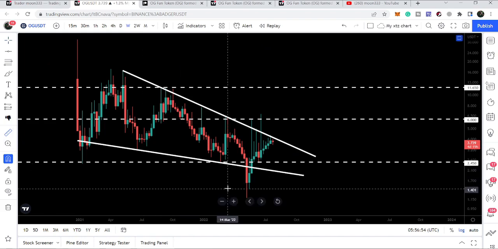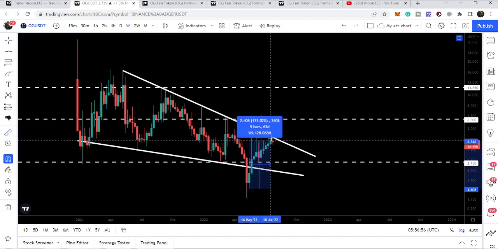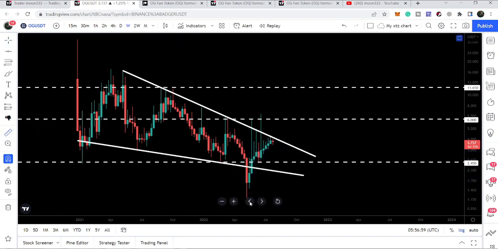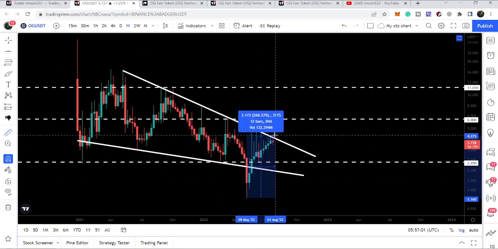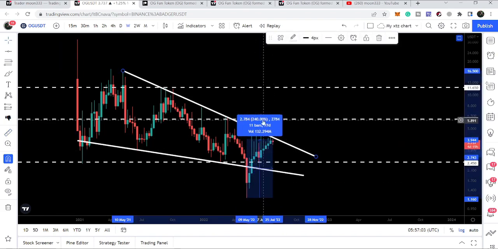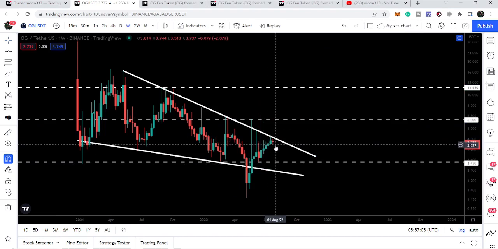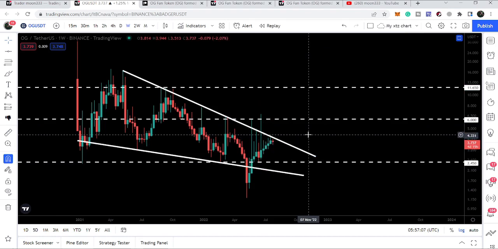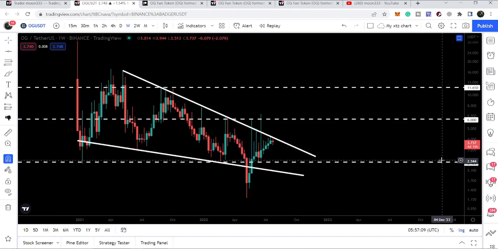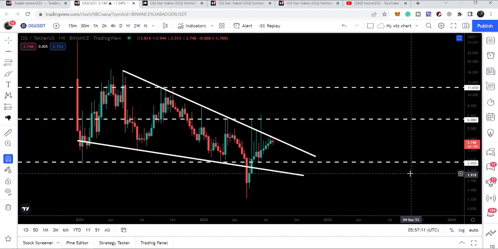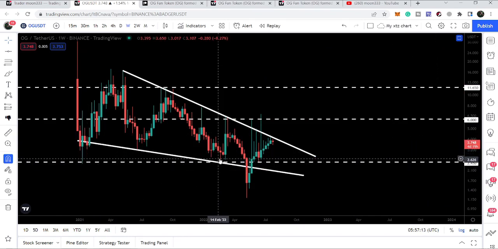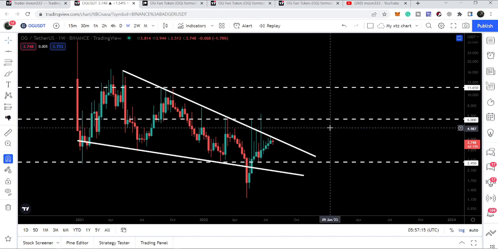If I place this measurement tool from this low to this high, then you can see we had a move of more than 240%, and right now it is still struggling to break out this resistance. Now we have here a very strong support at $2.45. Here it has been working as a support, here as a support, and here as a support.